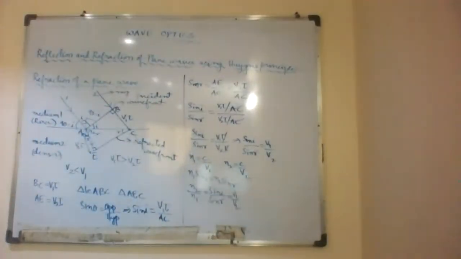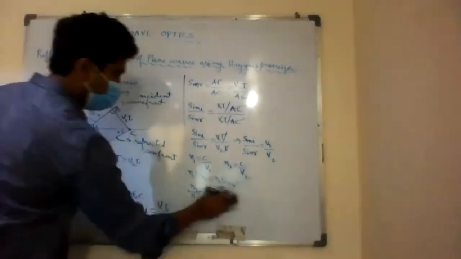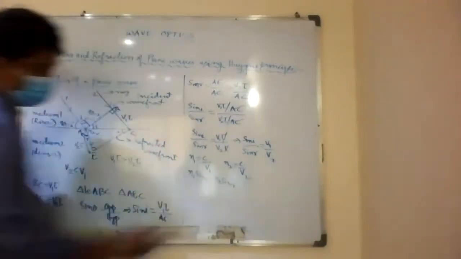Yeah, it will become equal to V1 by V2. Sin R by sin I, how is it? Yeah, that is that problem. N2 by N1. Yeah. So now what is lambda? Okay, you don't write this step. Leave it. This you don't write. Don't get confused with that.